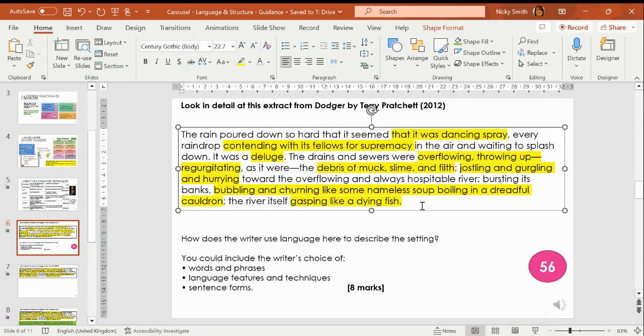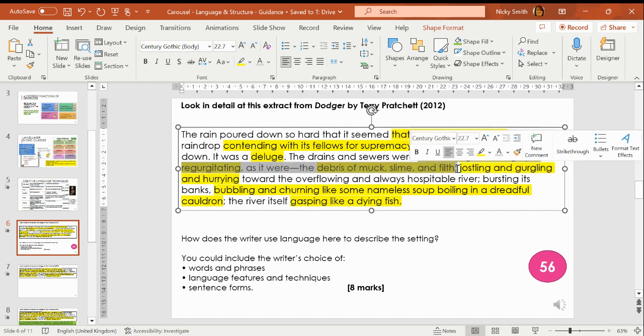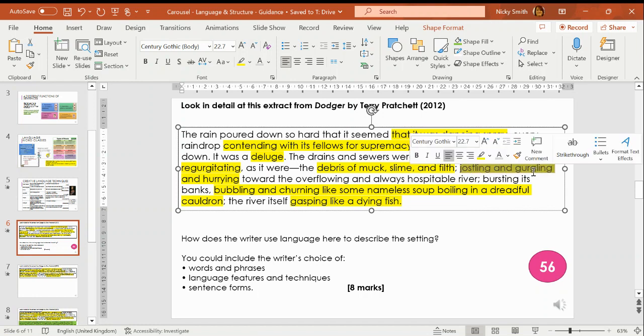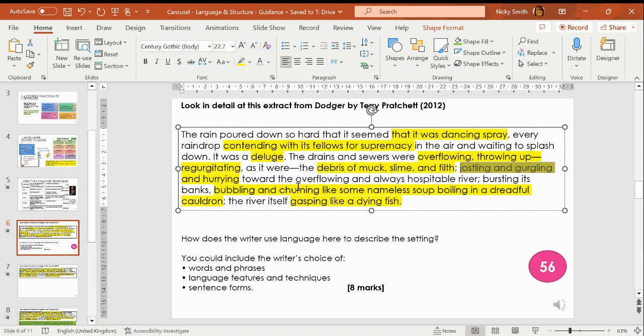Then what we need to do is choose our best ones. It's only worth 8 marks. We only really need to look at 2-3 quotes, really. So we can pick and choose which ones would be the best to look at. Now, because these overflowing, throwing up, regurgitating seem to be linked to debris of muck, slime and filth, you could combine those in the same analysis paragraph. Also, these "ing" verbs, jostling, gurgling, hurrying, bubbling, churning, you could talk about those in combination.